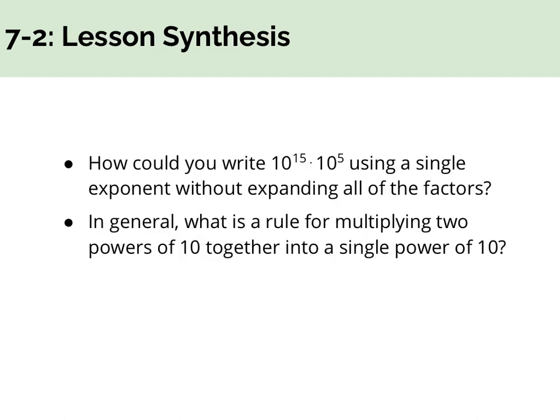All right, so let's think about it again. What did we talk about? How can we write 10 to the 15th and 10 to the 5th being multiplied as a single exponent? We add those exponents together, so we'd have 10 to the 20th. And then what is a rule for multiplying 2 powers of 10 together in a single power?